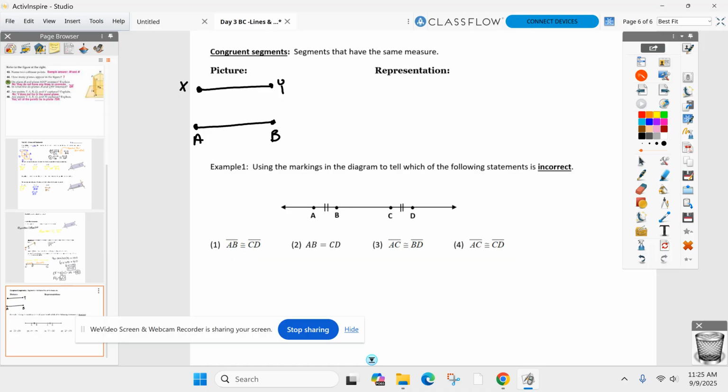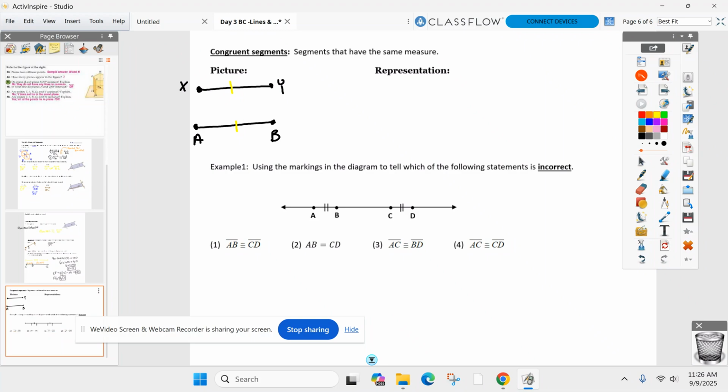You will see markings on them. Specific markings that say, hey, these two are the same length. And here are the markings. They are what I call hash marks. So you will see this on those segments. That tells you they're the same length, which makes them congruent. Notice, did I put any numbers on them, like 6 inches? No, I don't need to. As long as I have those hash marks, you know they're the same length.